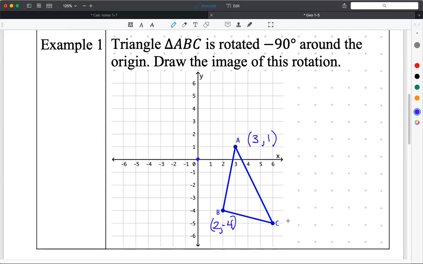C is at 6, -5. Thank you. Okay, so now I need one volunteer to rotate either A, B, or C. You're just gonna do 1 point.